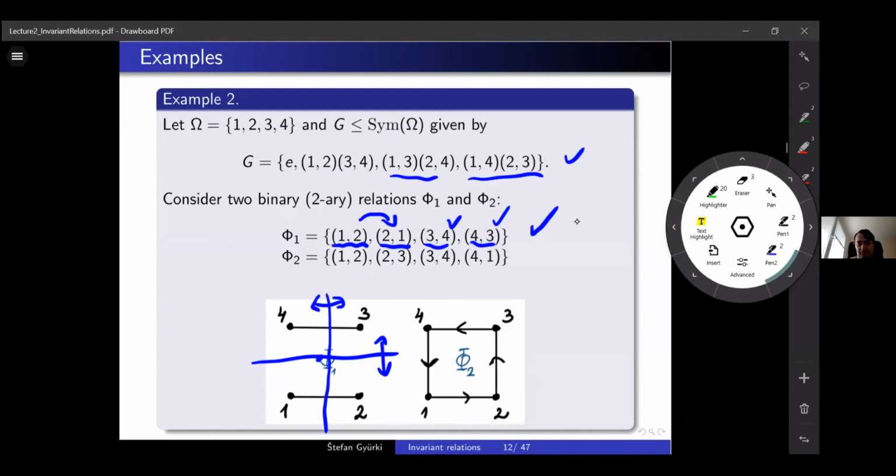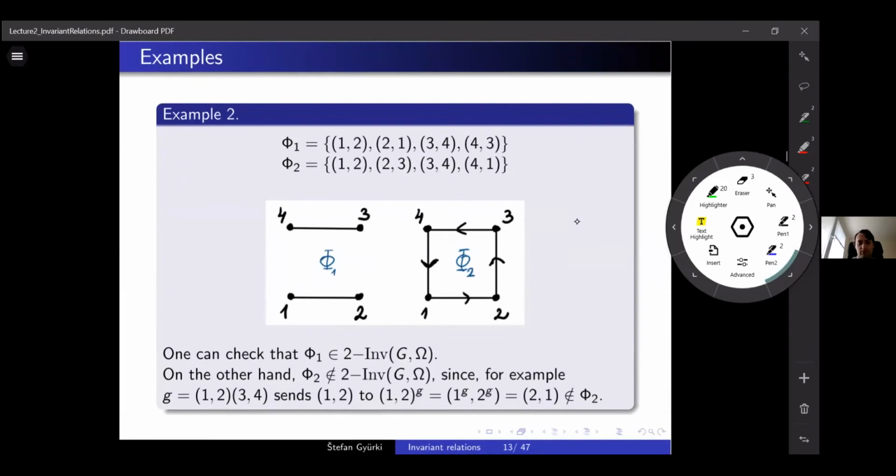Now, if I am doing the same job with the relation phi2, then immediately, if I'm trying to map the pair 1, 2 with the second element, I see that the image is 2, 1, and the pair 2, 1 is not inside the relation phi2. So because of this reason, the relation phi2 is not two invariant. So here is the same thing written in clear terms. I hope I'm now not going so fast and the examples were easy to understand.